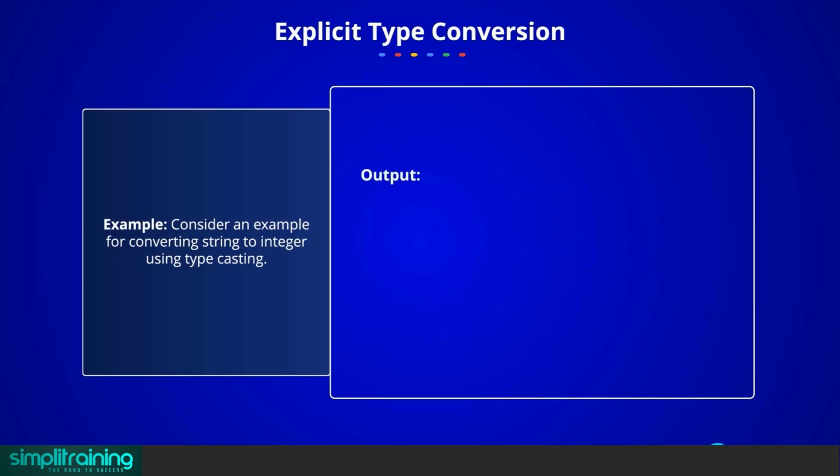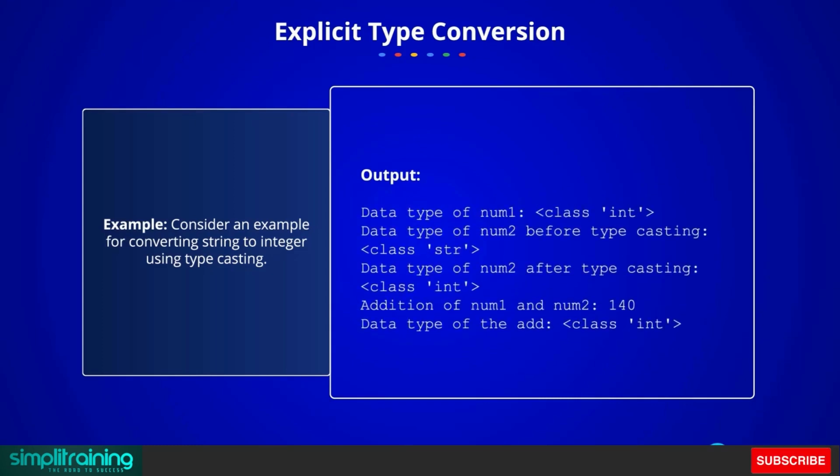Output of the previous program is as follows. Data type of num1 is a class integer. Data type of num2 before typecasting is a class string. Data type of num2 after typecasting is a class integer. Addition of num1 and num2 is 140, and data type of the add variable is class integer. Remember, explicit type conversion is performed by the user by explicitly using type conversion functions in the program code.